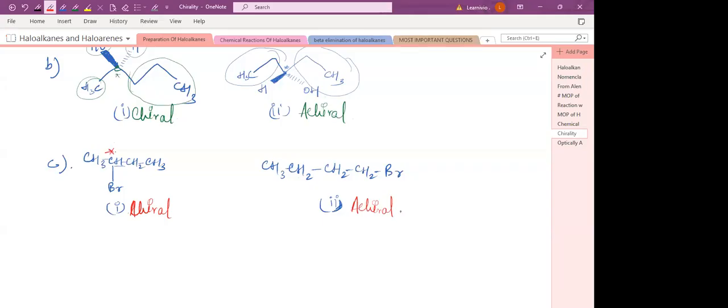In the next class also, we will discuss some most important questions from your NCERT book and the previous year questions which have come in your course, right? So we will discuss that. And after that class, we will start with alcohols, phenols, and ethers.